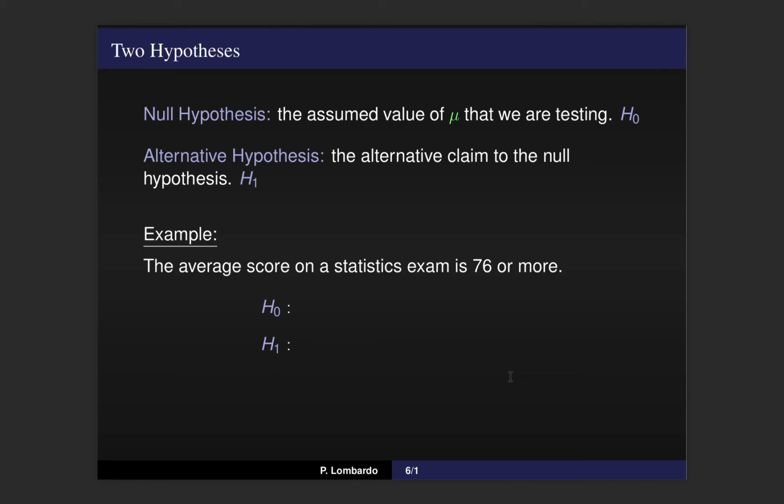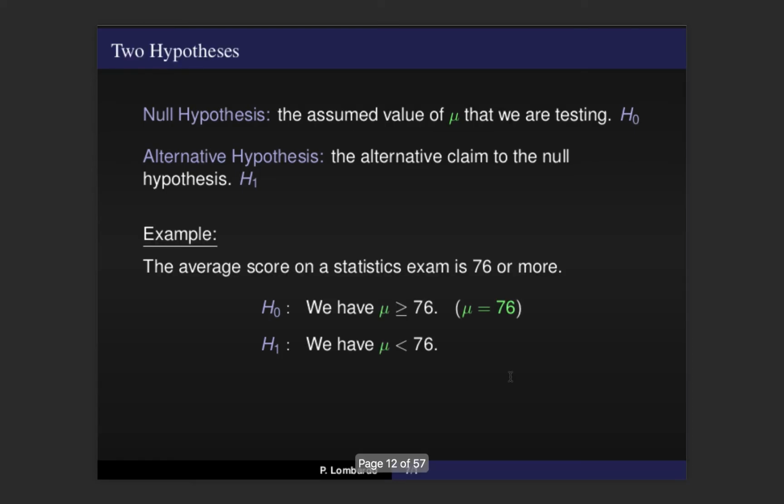Here's our next example. The average score on a statistics exam is 76 or more. So pause the video here and write out your null and alternative hypotheses and see if you get the same answer as I do. Remember, the null hypothesis is the claim that has the equality. The alternative should be the one that is a strict inequality.